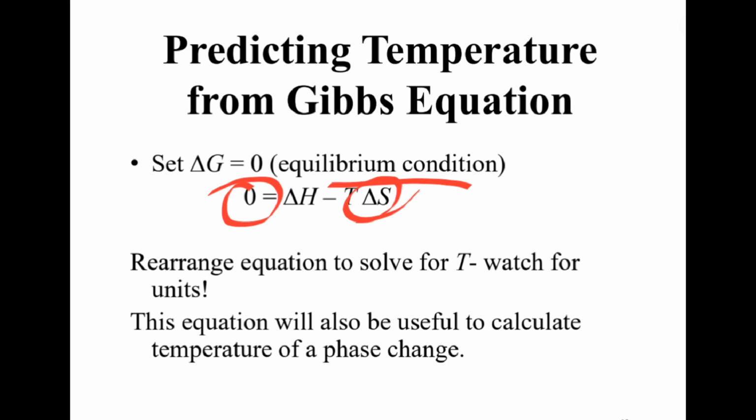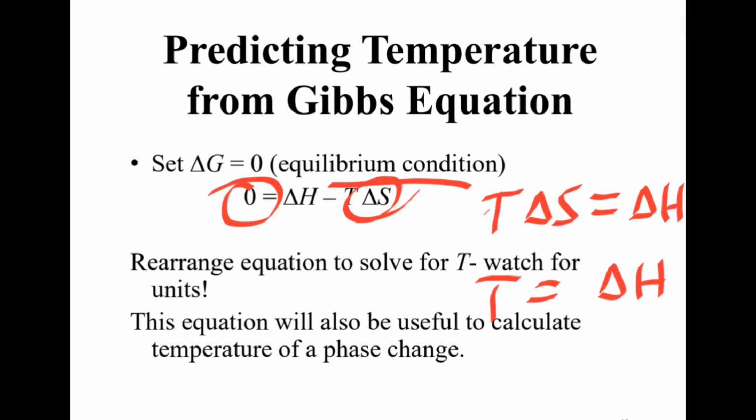And then rearranging this, so T equals change in H over change in entropy. So you have to watch for the units of this enthalpy as well as entropy. And this equation will be useful to calculate the temperature of a phase change.